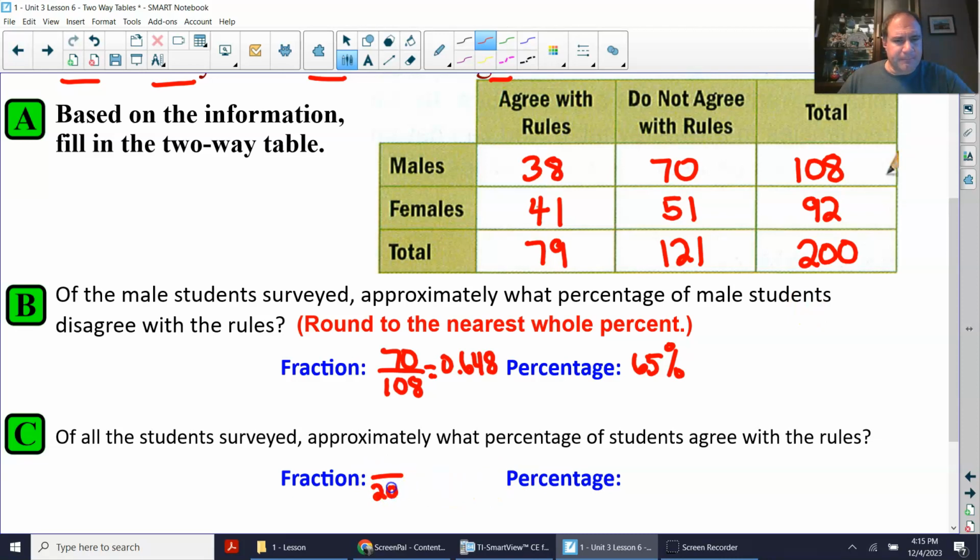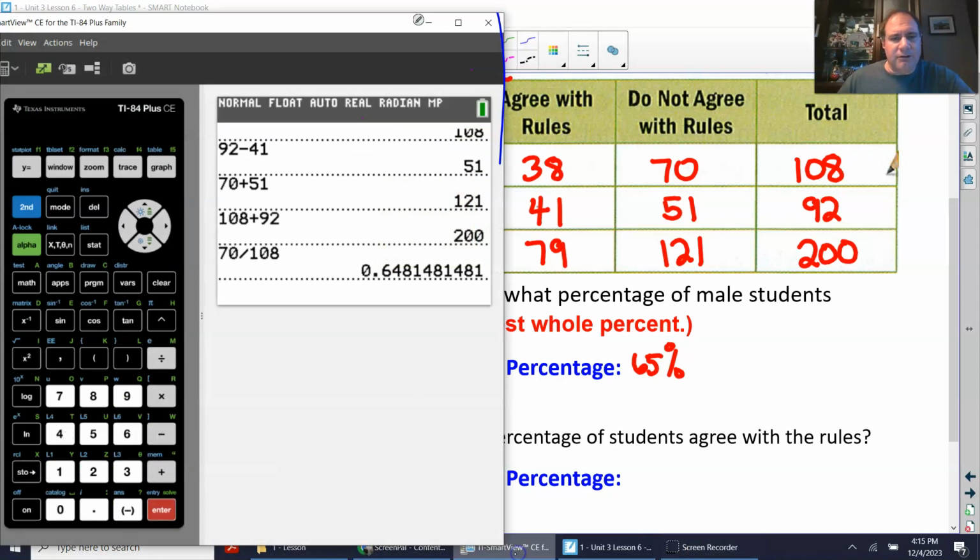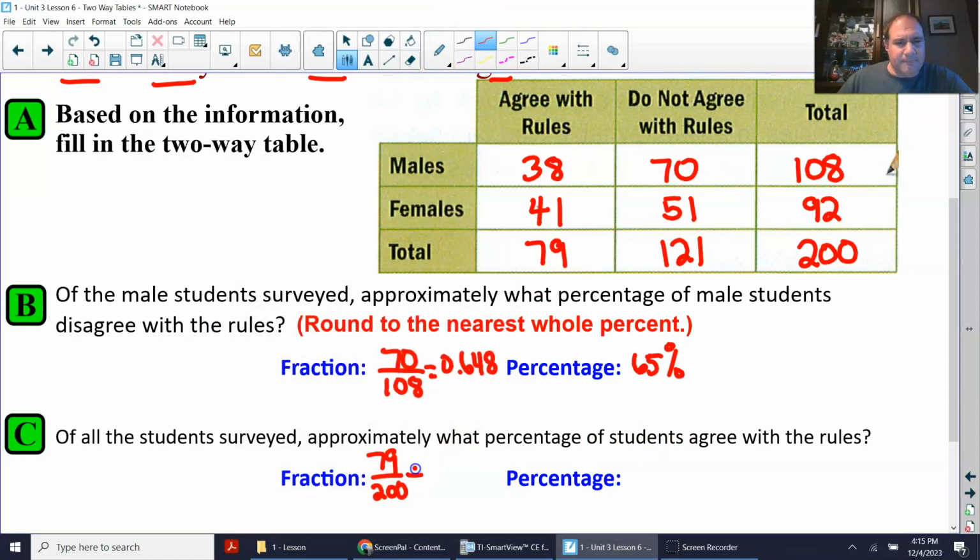Of all the students surveyed, 200. Approximately what percentage agree with the rules? So let's see, 79 of the 200 agree with the rules. We need a calculator. 79 over 200 divided by, and that is 0.395. If you move the decimal over 2 places, you get 39.5. And that, if you're rounding to the nearest whole percent, would be 40%.